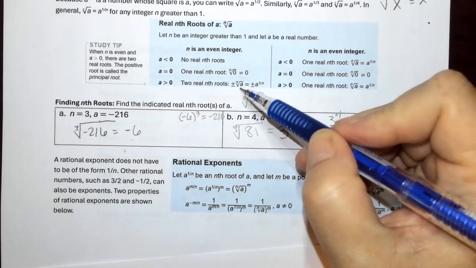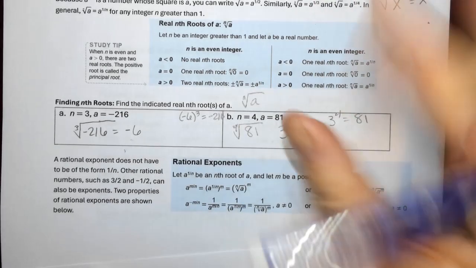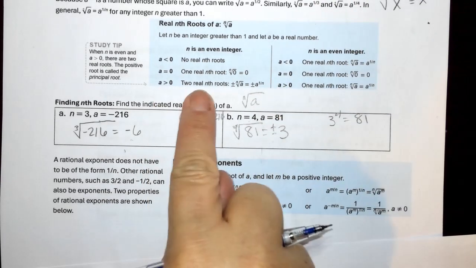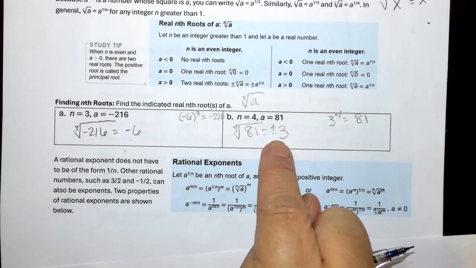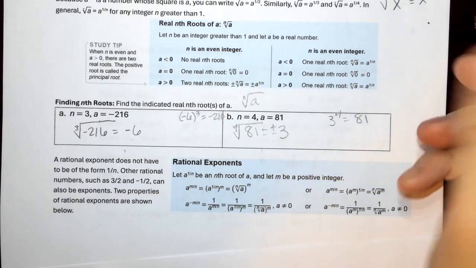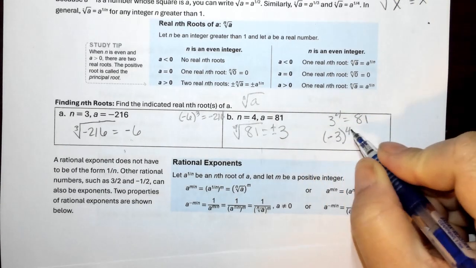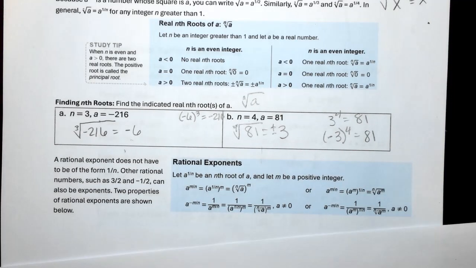I did forget to do positive or negative for this. I just realized this as I was going through the self-assessments. So remember, there were 2 real roots if it's even and greater than 0, so it should be plus or minus 3. The reason is because even negative 3 to the 4th power is also 81. So I apologize for that. I'm going to go back to the self-assessments now.